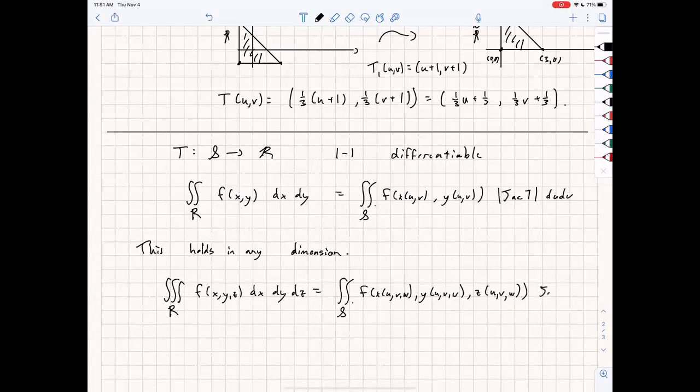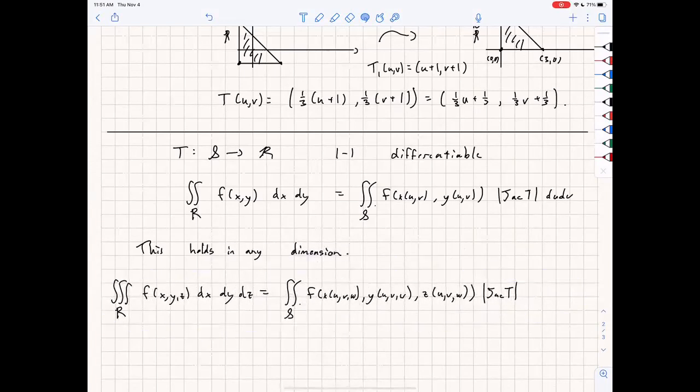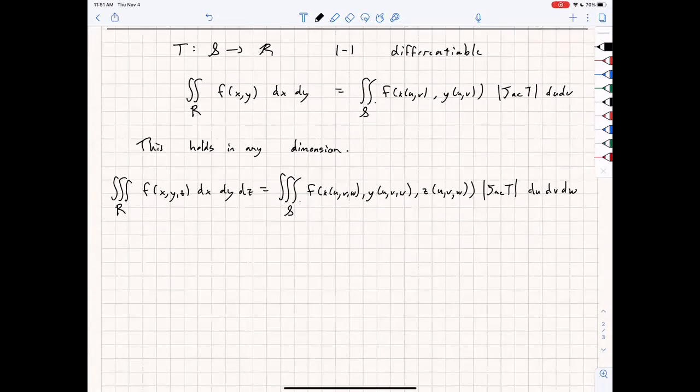Our Jacobian is just a Jacobian. However, and we take the absolute value again. However, this Jacobian is now the determinant not of a 2x2 matrix, but a 3x3 matrix, the total derivative of T. So the Jacobian here is the determinant of a disaster. You can imagine how disastrous it is.